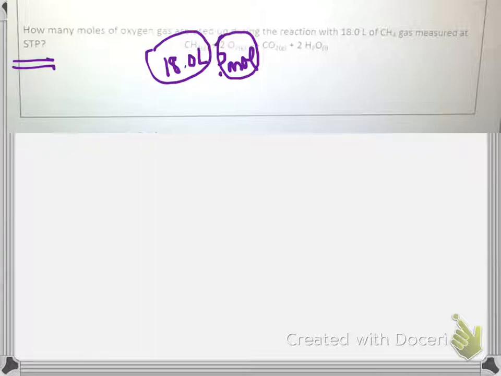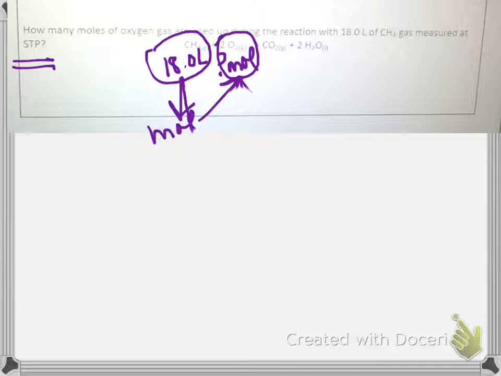So let's look at what we're given here. We're given the quantity of one reagent in a balanced chemical equation, and we're asked to calculate the quantity of another reagent. What unit must we always go through? The mole. Notice we're not given the moles of methane, we're given liters of methane. We need to convert liters of methane to moles of methane before we can convert to moles of the other starting material, the oxygen.